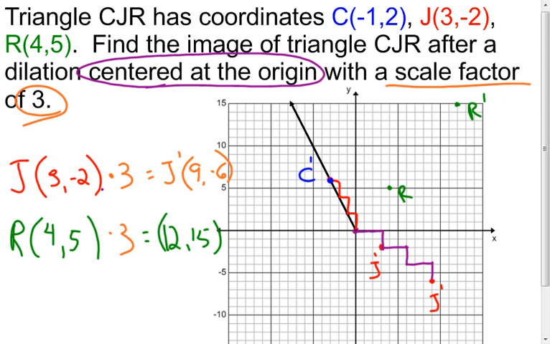Now if you go ahead and get your straight edge out and create these triangles, our first one was triangle C, J, R, right there, and then our C prime, J prime, R prime.